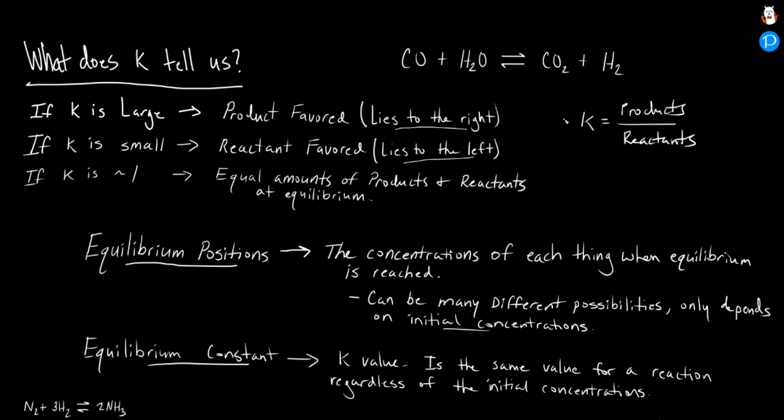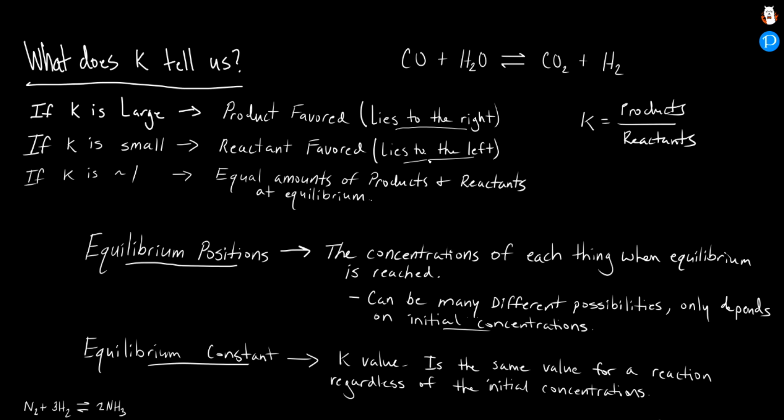And that makes sense because to figure out a K value, all we have to do is take the products divided by the reactants. And so if you have a lot of products, then this number is going to be really big, this number is going to be really small, which is why we end up with a large K value. If the K value is small, that means it's reactant favored. So the reverse is happening there. The number on the bottom is really big, the number on the top is really small, and so you get a small K value. It means it's reactant favored.